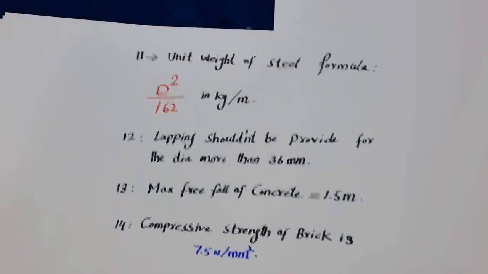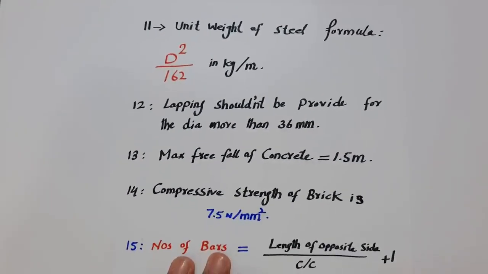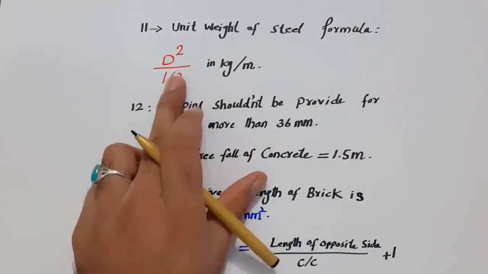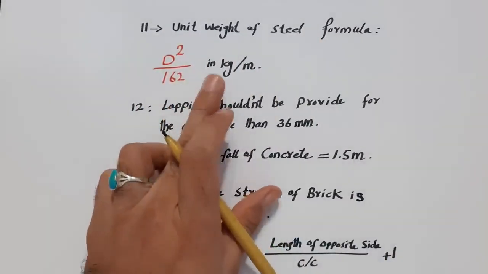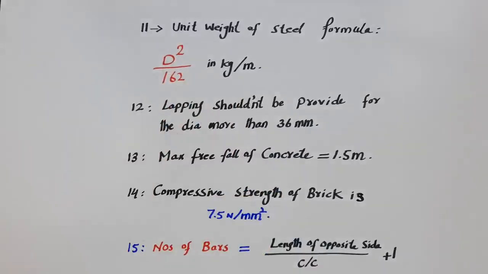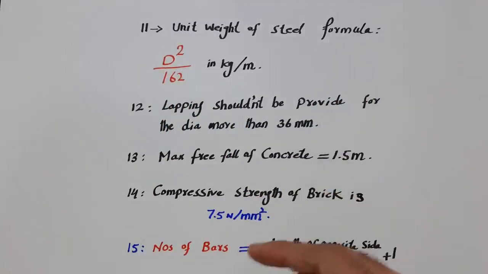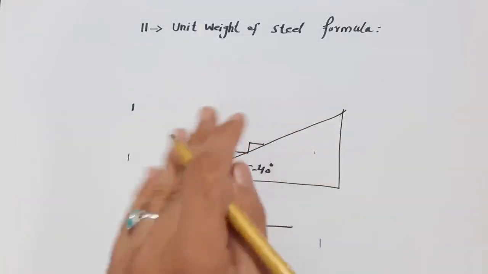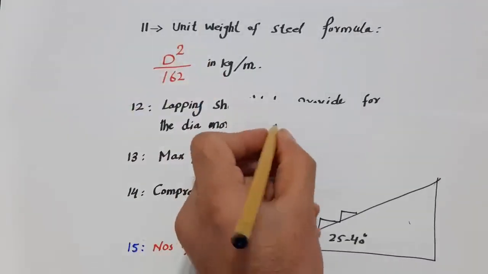Okay, guys, the 11th one is unit weight of steel. The formula is D square divided by 162 in kg per meter. This is the weight of steel for 1 meter. So how can you find the total weight of steel? Remember, D should be in millimeter.